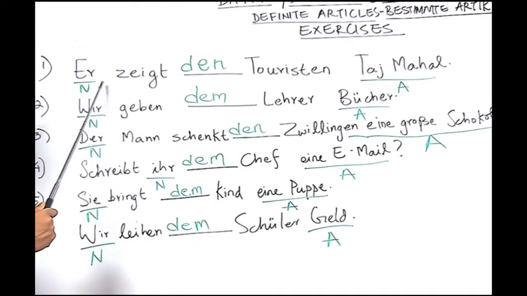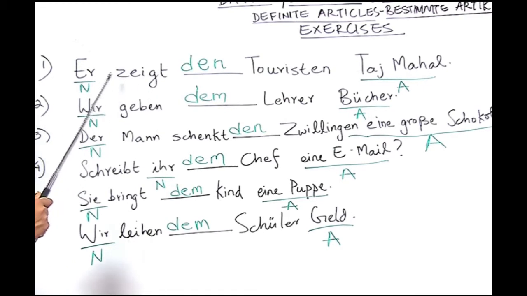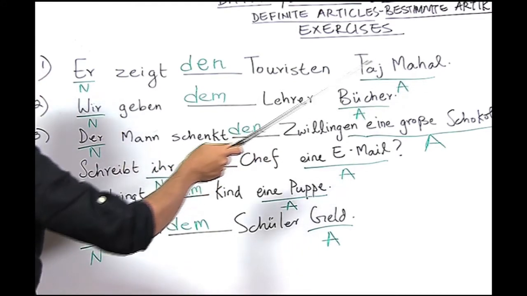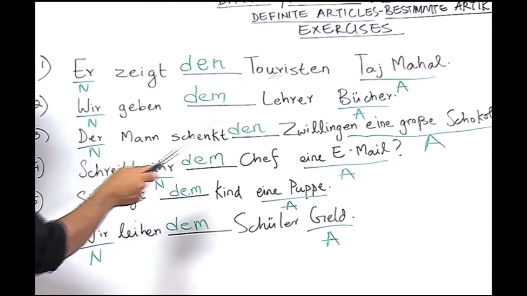Here, if we analyze this sentence, the first part zeigt means he shows. We have to ask the question what, which is the accusative, Taj Mahal. To whom, then the dative, which is den Touristen.